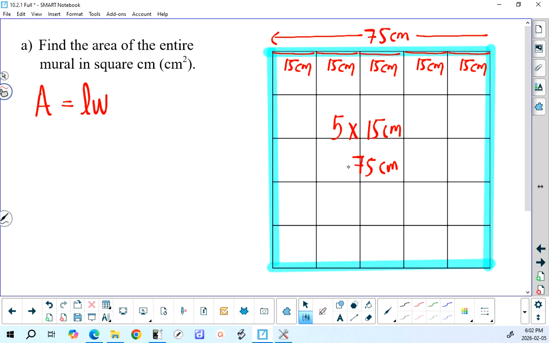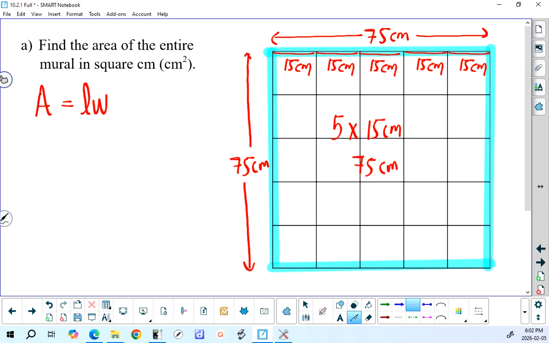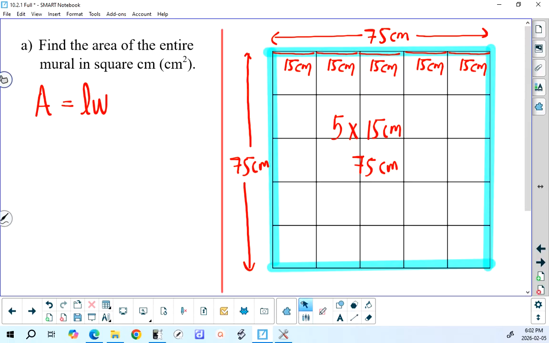I'm not going to repeat the process. All of these little bits or pieces that are contributing to this mural are square, so we could do the same thing vertically to determine that this is also 75 centimeters. And what that means is now we have a length and a width that we can multiply.